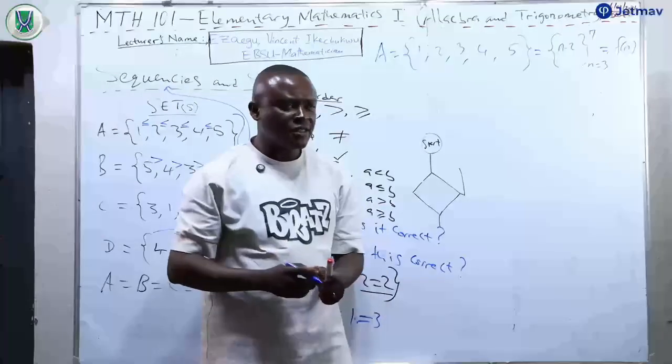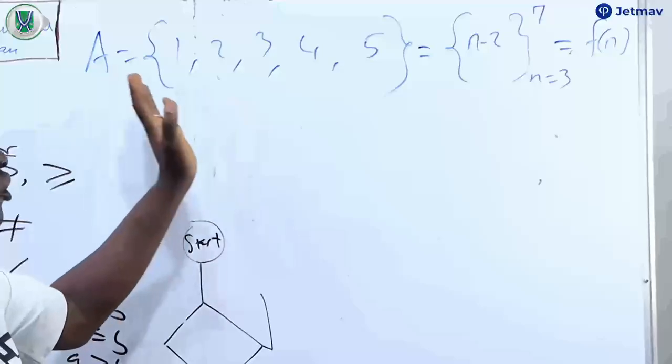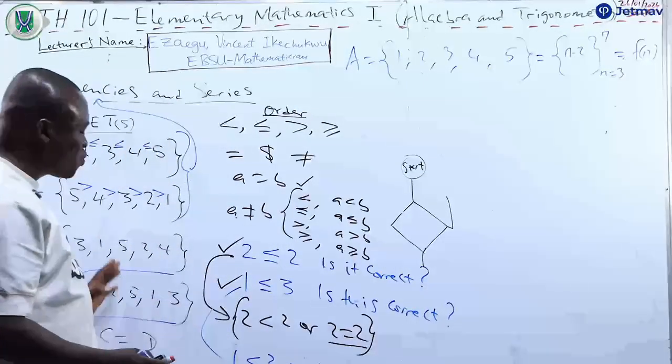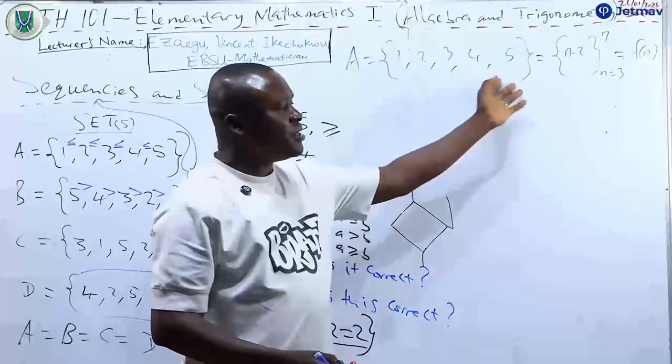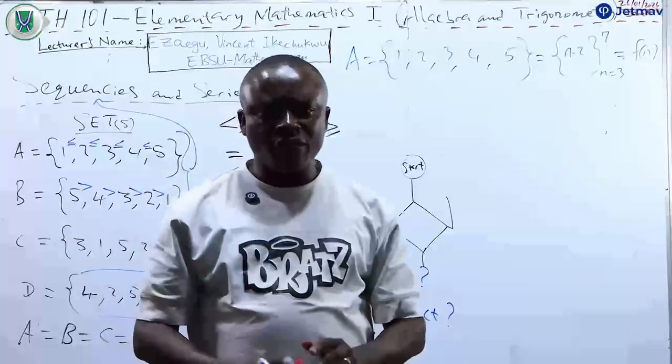What am I saying in essence? If you can get a function that generates the numbers, even though they are not orderly arranged, they may be scattered this way, but you can get a function that can generate all these elements, then it is also a sequence. It becomes a modern definition.